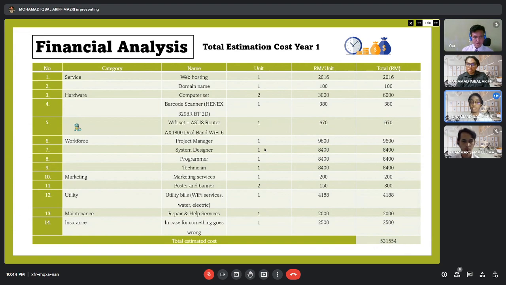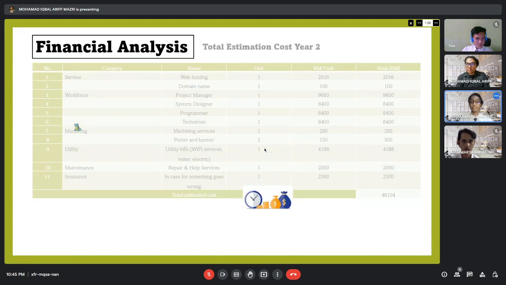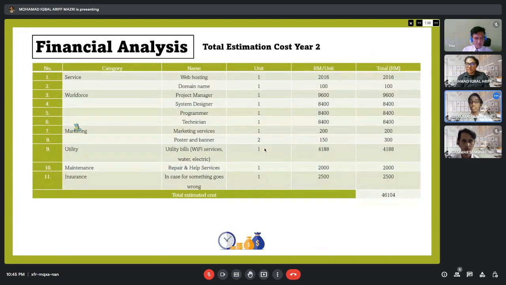And for the utility, we paid for our Wi-Fi services, which we subscribe to every month, and the water and electricity. And for maintenance, repair and help services. And the insurance is in case something goes wrong. The total estimated cost for the first year is 53,155.4. Okay.